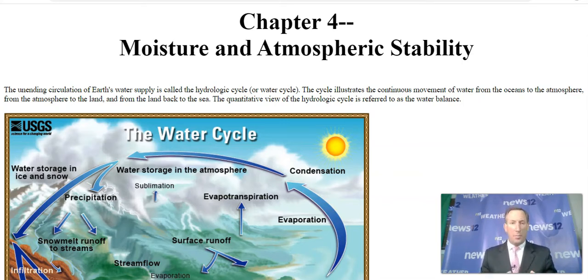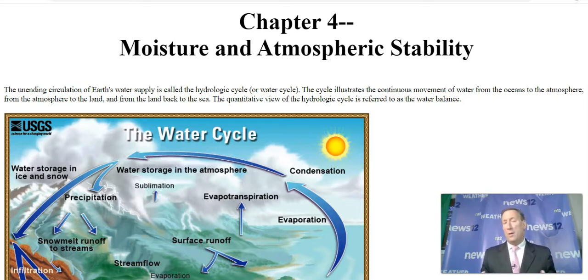I wanted to talk about a couple of topics that are going to be on your final. Two of the main chapters that we're looking at for the entire class of Introduction to Meteorology are Chapter 4 and Chapter 9. Chapter 4 is about moisture and atmospheric stability. Basically, what that is looking at is how does air rise, how do we get condensation, and then how do we get precipitation. So remember, there are four ways to get air to rise.